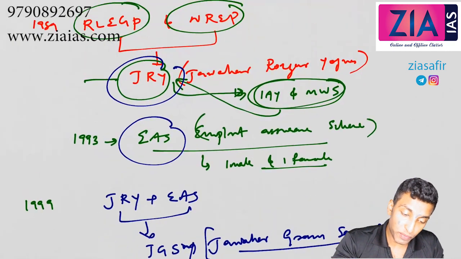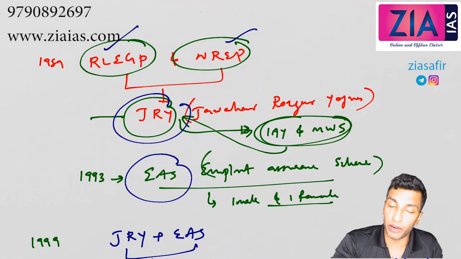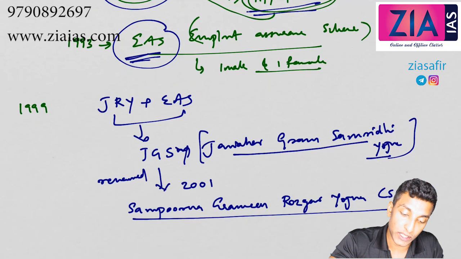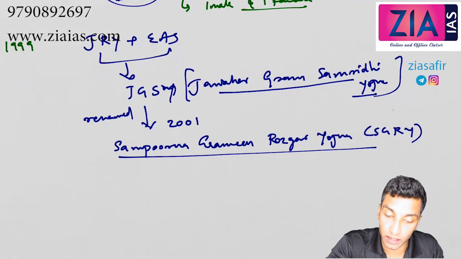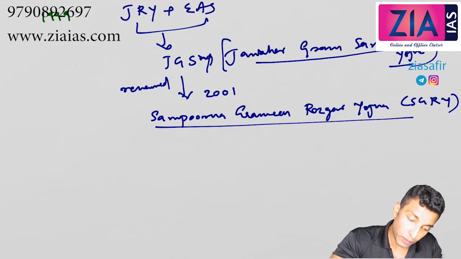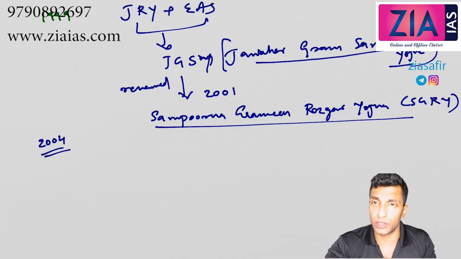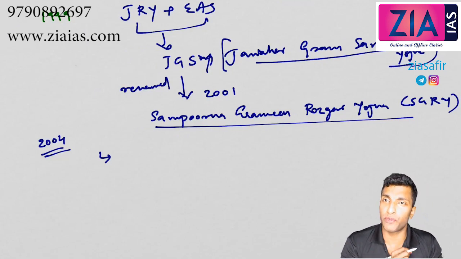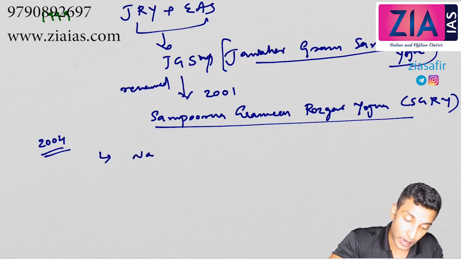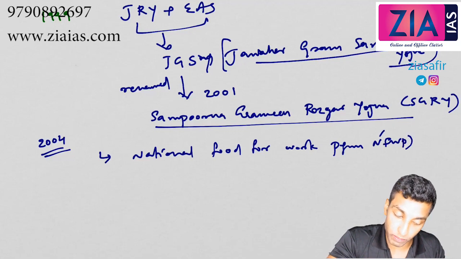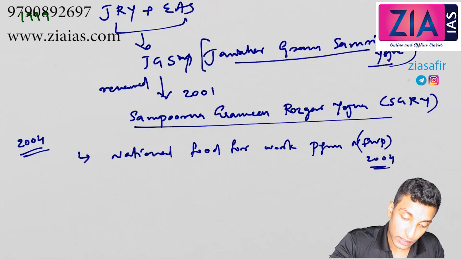As of now, I hope you understood this. RLEGP and NREP merged into JRY, and these two became the sub-schemes under that. Then the 93 new scheme and JRY were merged into JGSY, Jawahar Gram Samriddhi Yojana. Then that was renamed Sampurna Gramin Rozgar Yojana. In 2004, there was a drought, so some new schemes were also brought in. One important new scheme, National Food for Work Program, NFWP, 2004. We discussed a Food for Work Program before, and this is also related.